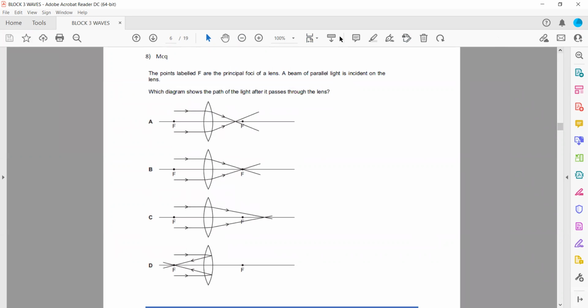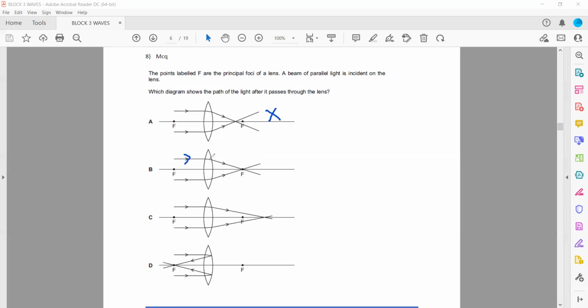Points labelled F are the principal focus of a lens. A beam of parallel light is incident. Which diagram shows the path of the light after it passes through? Look, whenever we have a parallel light ray, it should always pass through the focus. So A cannot be an answer. Why? Because it is not passing through the focus.